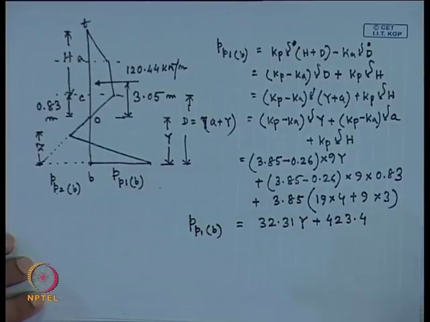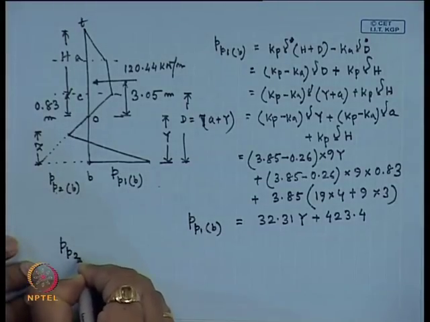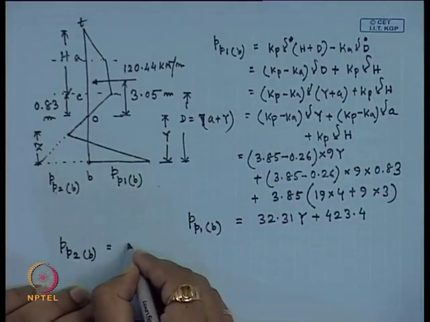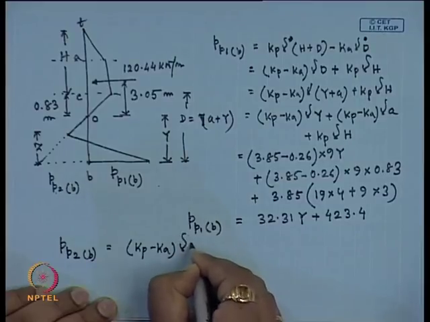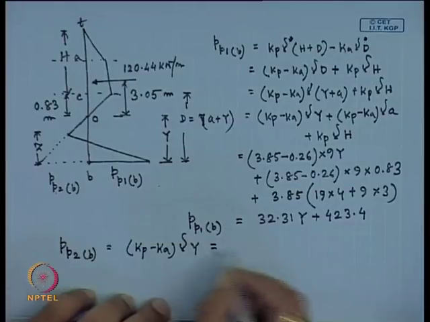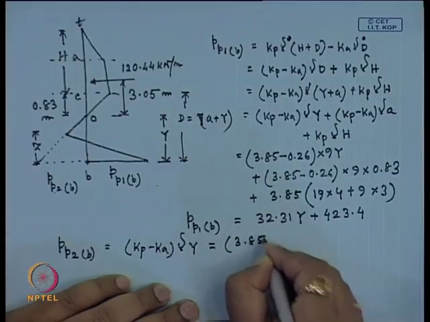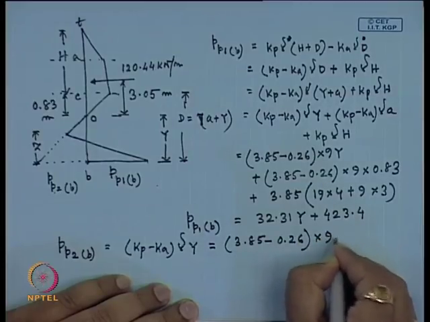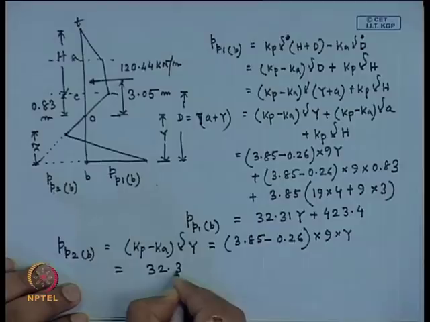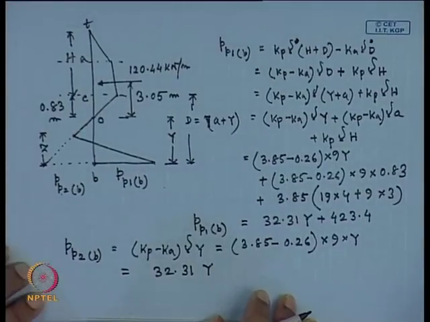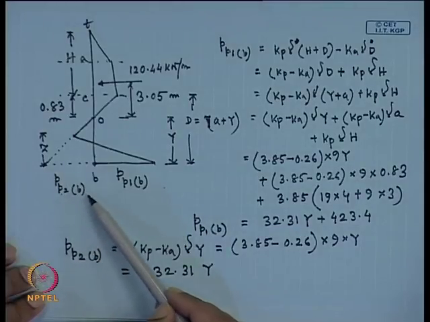Similarly, we can write the value of P_P2 at base level, which was also derived in the previous classes. That is (Kp minus Ka) into gamma into capital Y. Here this gamma will be 9 as it is multiplying with Y, which is below the dredge level. So, (3.85 minus 0.26) into 9 into Y, that value is 32.31 Y. So, now we know P_P1 at base level and P_P2 at base level.